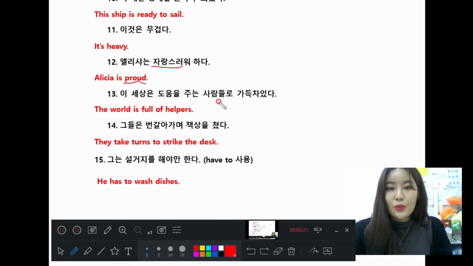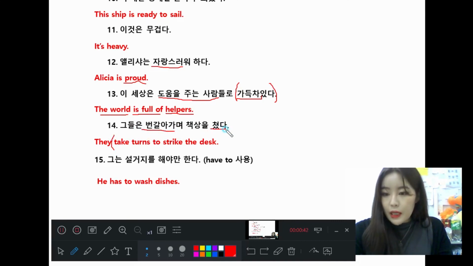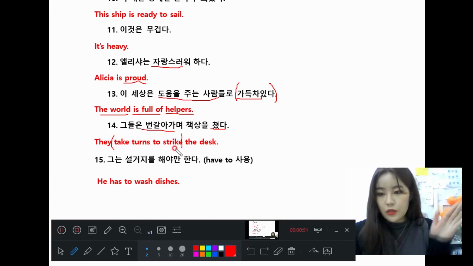And 이 세상은 도움을 주는 사람들로 가득 차 있다. We learned this phrase, right? Is full of. 도움을 주는 사람들로 helpers. 어디가? The world가. Alright? The world is full of helpers. 그들은 번갈아 가며 it was take turns, right? But 쳤다. 동사 comes along. So we're gonna use to between the turns and strike. So 그들은 take turns to strike. 번갈아 가면서 쳤다. 무엇을? The desk.